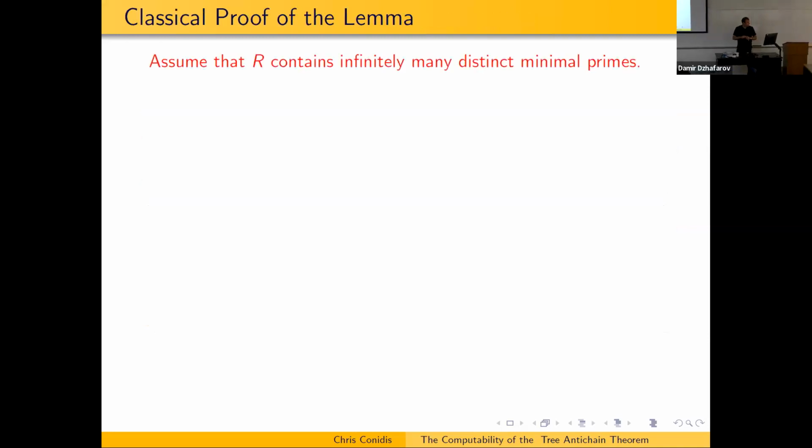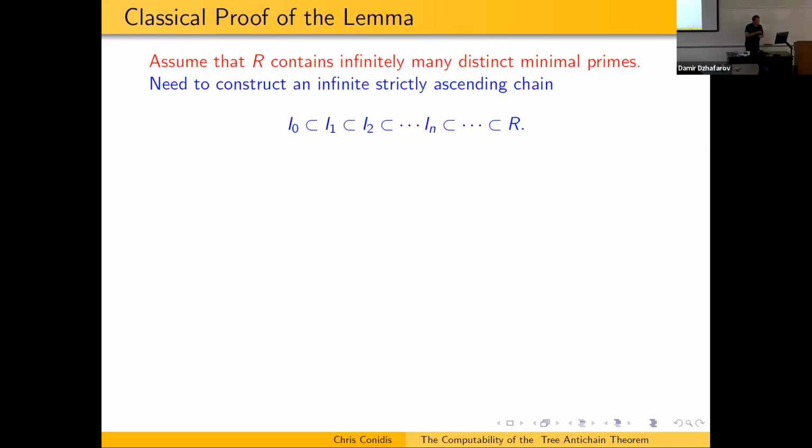All right, so let's prove this thing. It's actually not that hard to prove. Assume that you're in a ring with infinitely many distinct minimal primes. We need to construct an infinite strictly ascending chain of ideals in this ring. So how are we going to construct this chain? Well, we're just going to do it one generator at a time, basically.